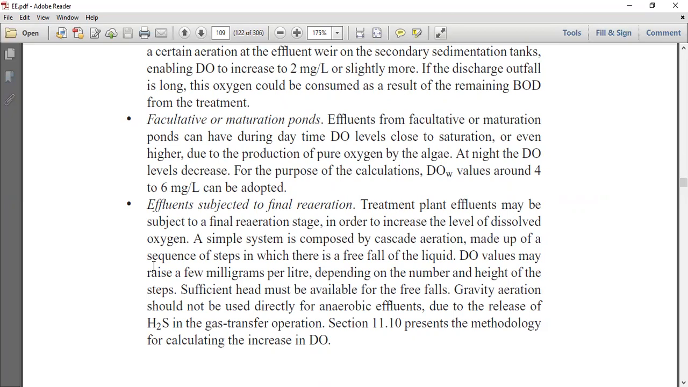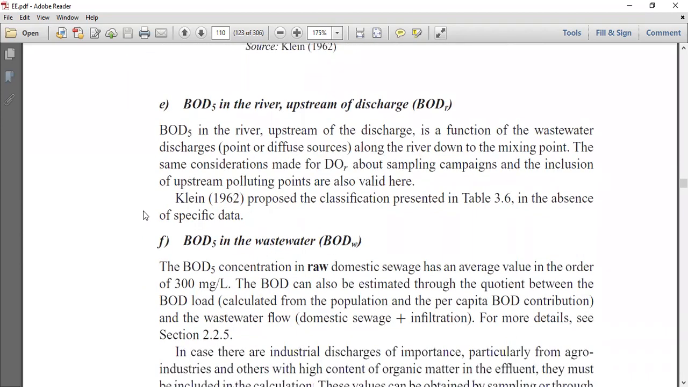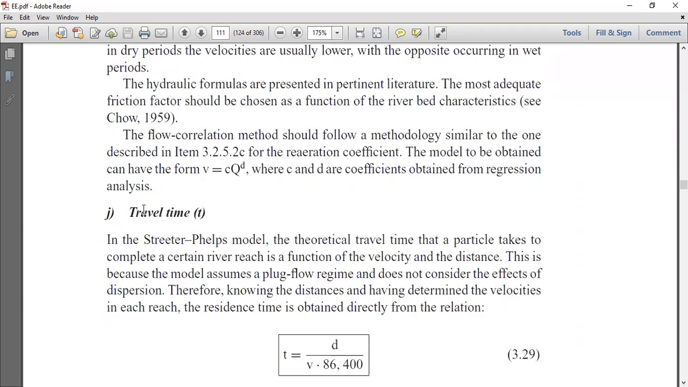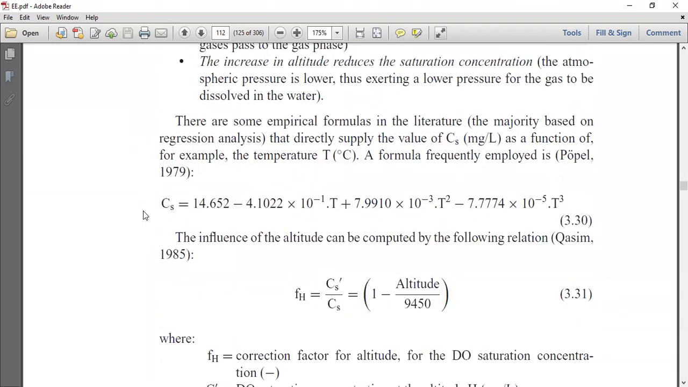Cascade aeration should not be used directly for anaerobic effluents due to the release of H2S in the gas transfer operation. The section presents the methodology for calculating the increase in the DO. DO in the river upstream of the system. So this is not a travel time, increasing concentration.